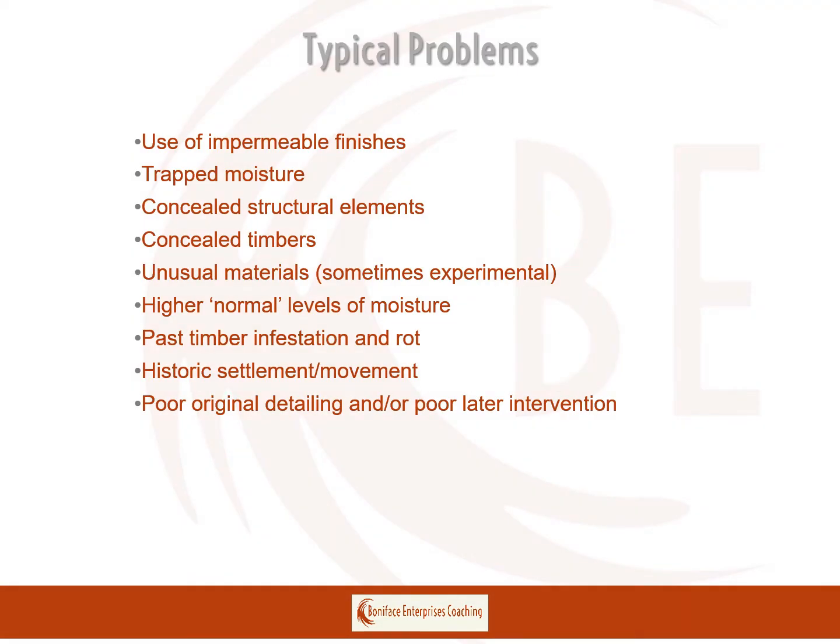Over the years, I have come across a number of issues that I would say are perhaps the more typical problems. Perhaps the number one is the use of impermeable finishes and materials. This leads to trapped moisture, and I would say these are perhaps the most common problems I come across. But of course there are the concealed structural elements that can catch you out, and you always need to bear in mind that what you're looking at might not be the whole story. The matter of concealed timbers and how they might be impacted by damp or infestation.